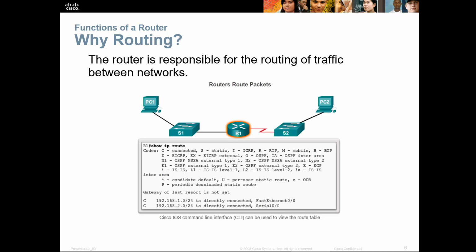Gateway isn't set, and we have two C networks. The C code is for connected, and so it has two directly connected networks, 192.168.1.0/24 and 192.168.2.0/24. So that means one of these networks is 192.168.1, one of the other networks is 192.168.2. They are learned by having them directly connected to the router.